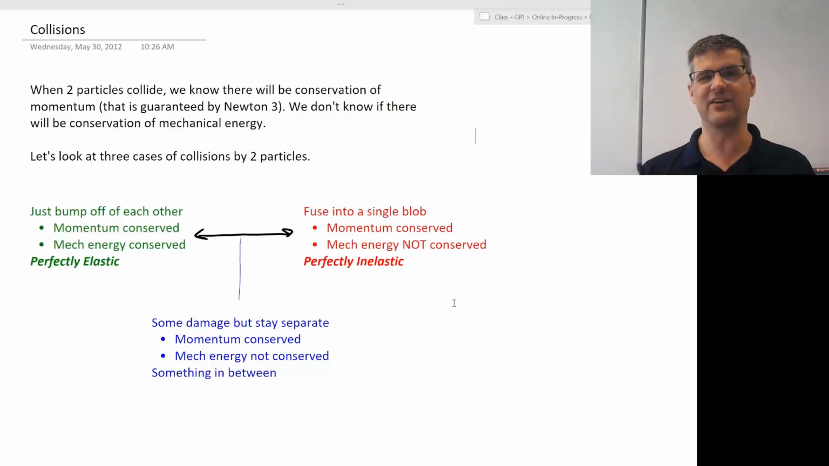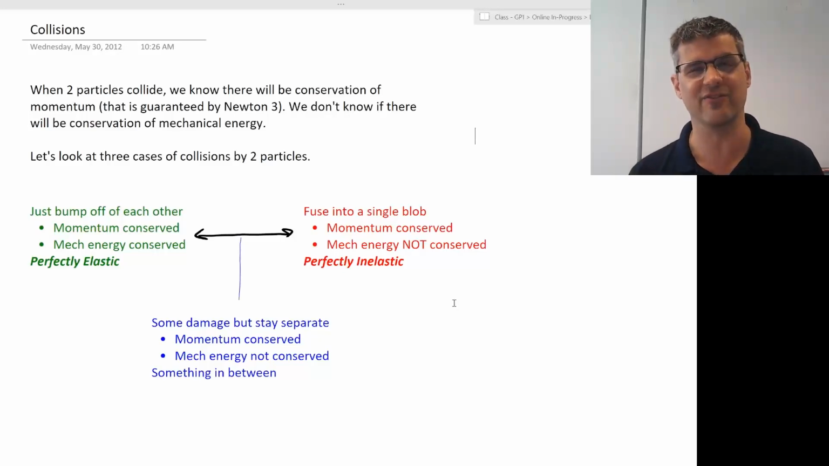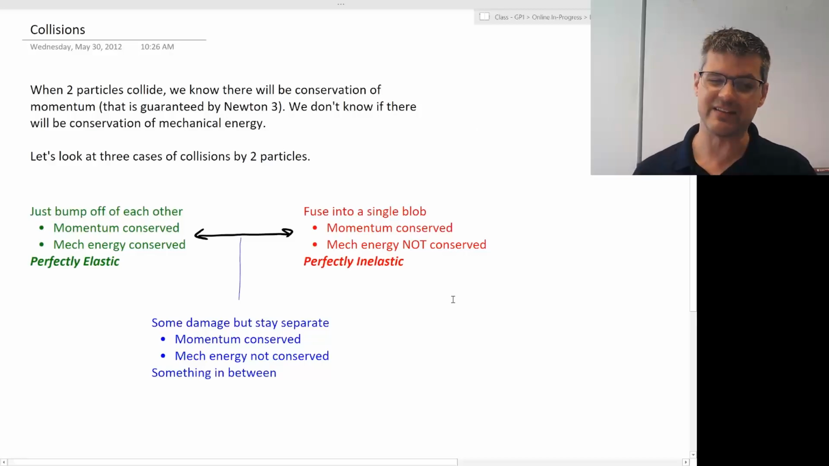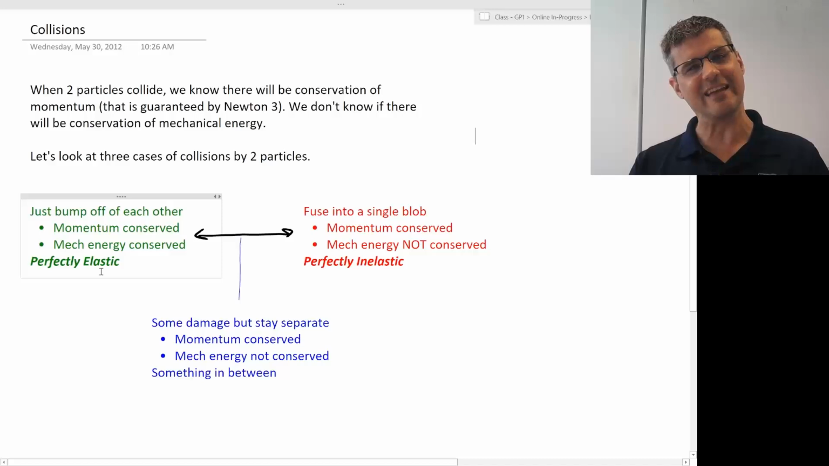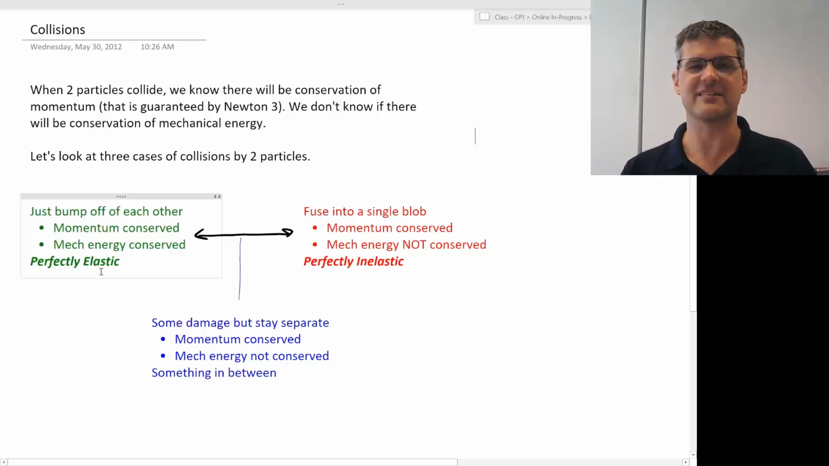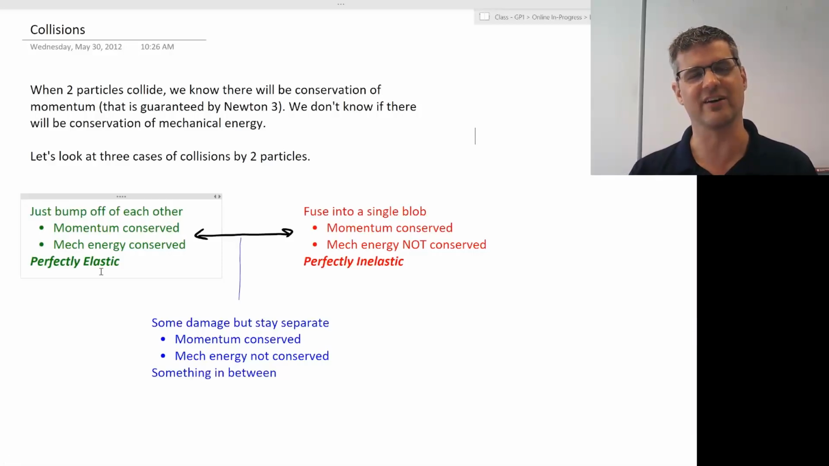Okay, well, what's the other extreme scenario? Not every collision is going to have all this destructive behavior. Obviously, there are some situations where conservation of mechanical energy is also going to hold. And that's the other case over here on the left in green, the perfectly elastic collision. In this scenario, not only is conservation of momentum something that holds because it holds all the time, but conservation of mechanical energy holds as well.